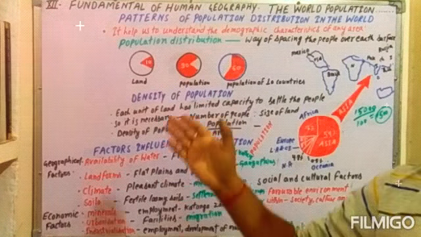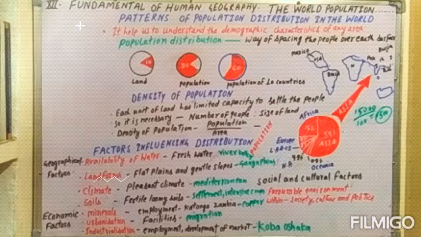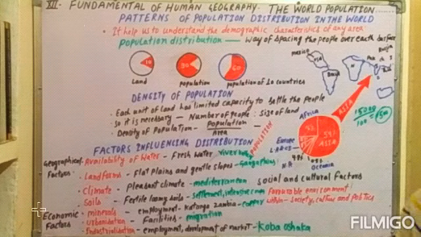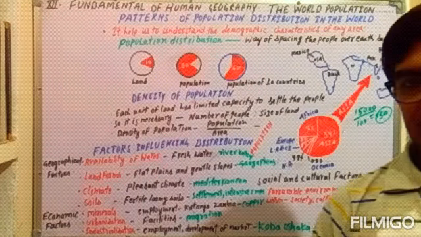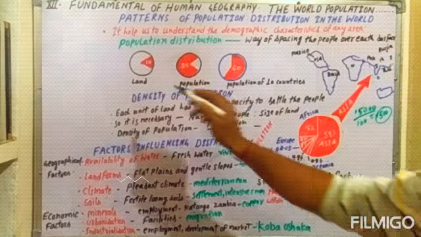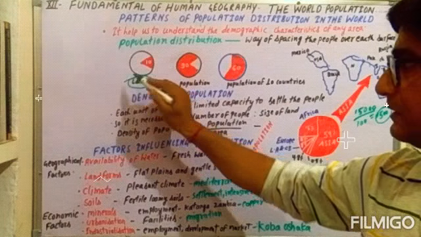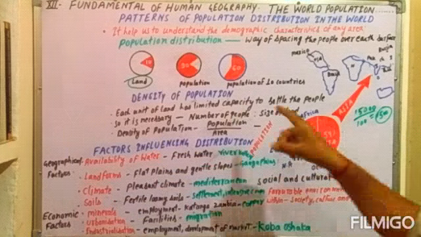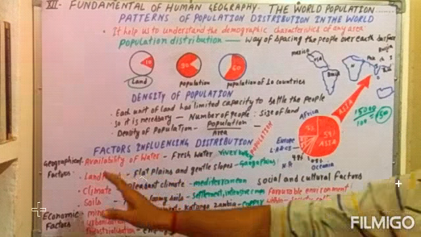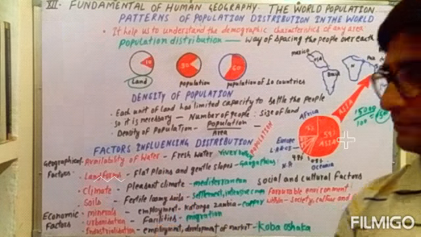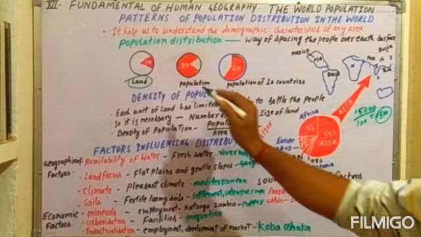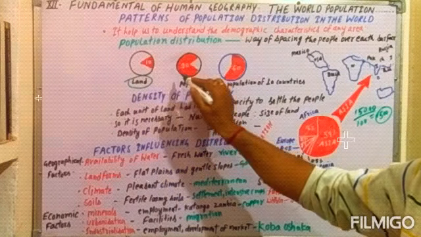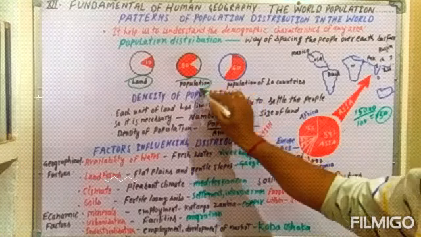As you know, nearly 90% of the earth's population is living in only 10% of the area, which is very favorable, where the people are living. Why are the people living there? Some factors are very responsible for this. We will discuss these factors later. Now we will proceed with our topic. So this 10% of land is where 90% of the population is living.